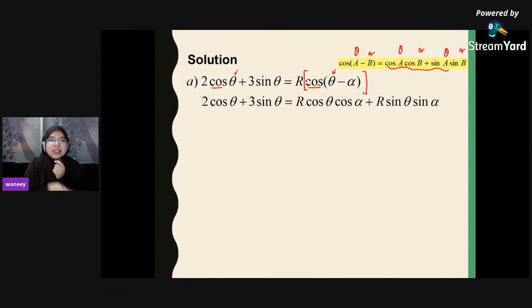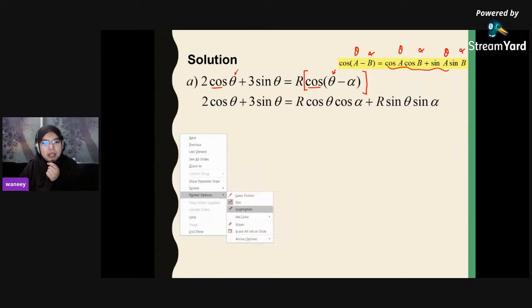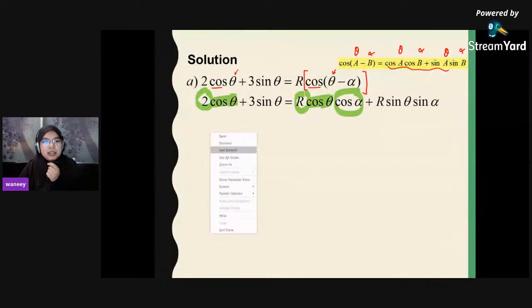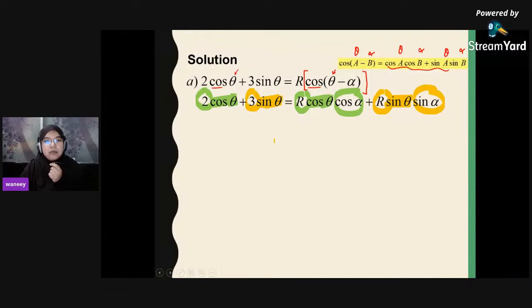And then we're going to compare the left hand side and right hand side. So if you have your highlighter, do highlight them. That will be easier to see. So this is cos theta. This is also cos theta. So that means 2 is simply equal to r cos alpha. And then let us use another color. So this is sin theta. This is sin theta. So that means 3 is equal to r sin alpha. So we're going to have two equations that way. So we compare for the cos theta and sin theta.